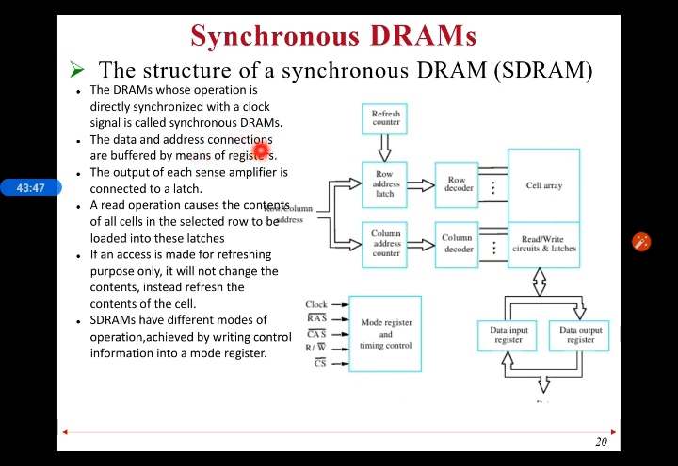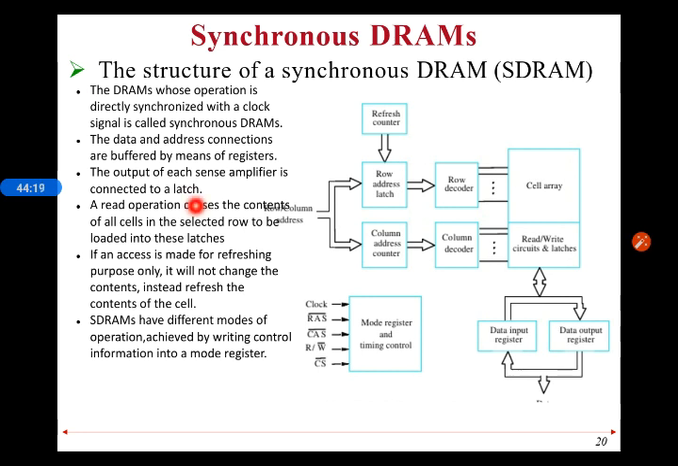The data and the address connections are buffered by means of registers. Here the column address and the row address are coming, and the row address will select the row in this memory array, and the column address will select the column. If you look at this, you can see one chip select and one clock signal. Under the control of this clock signal, we can make this circuit synchronous.